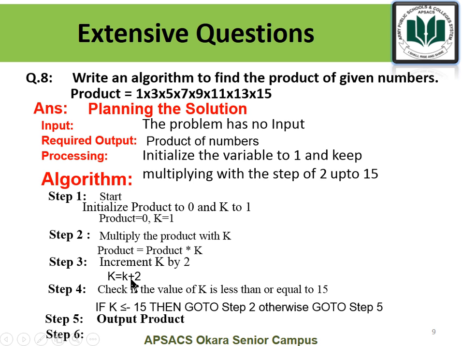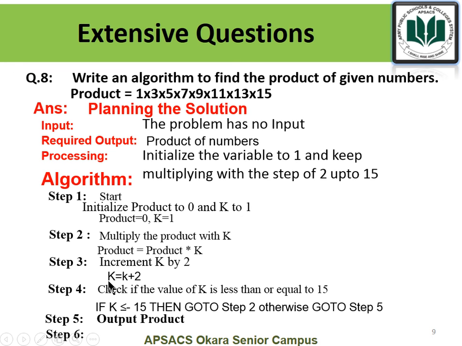15. After that, we will increment the value of k by 2. The value of k becomes 5. Okay, 5 is less than or equal to 15, yes, true. Then we will move to step number 2, which is product multiplied by k. 15 multiplied by 5. Okay, sorry, 15 multiplied by 7. The value of k becomes 7. Okay, 15 multiplied by 7.